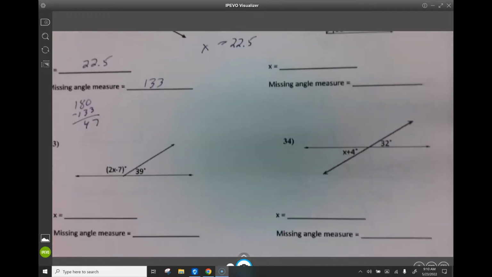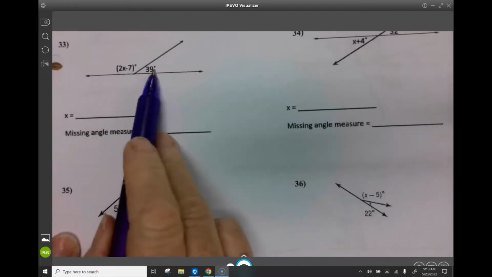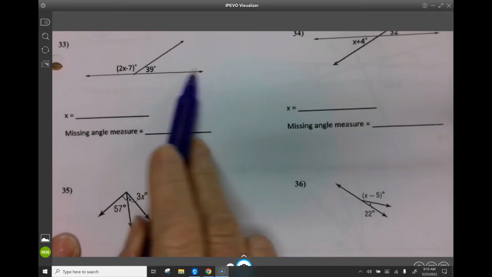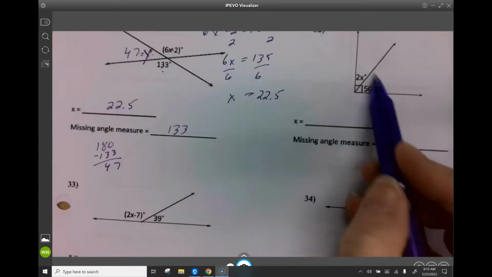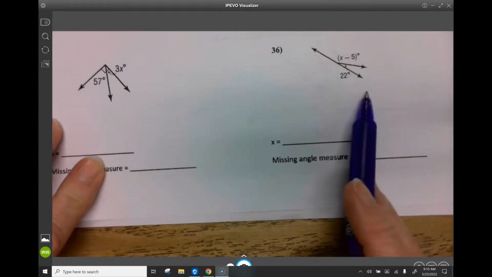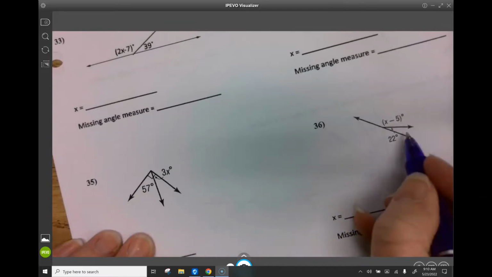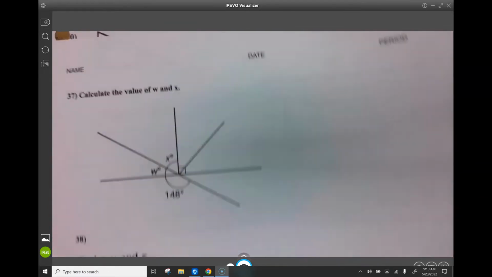Okay. So you're going to go through and do these. These are supplementary because they're on that straight angle. These are complementary, so I'm going to add to 90. Same thing here. This one here, look, that's a straight angle. This one's 22. Okay, think about that, straight angle.